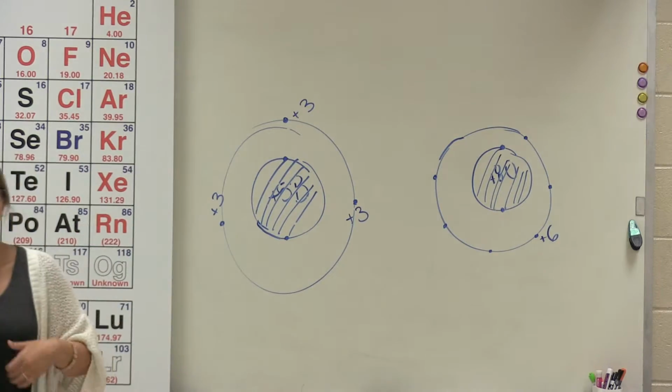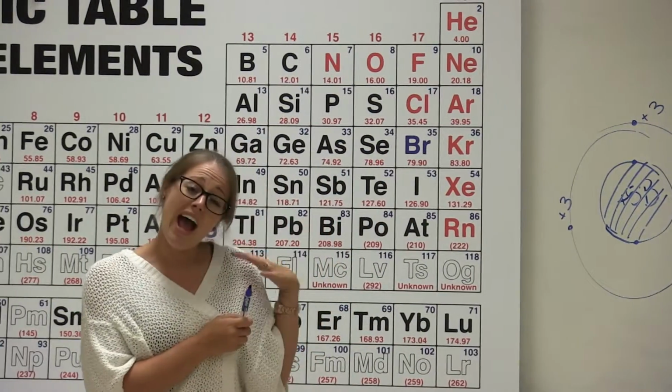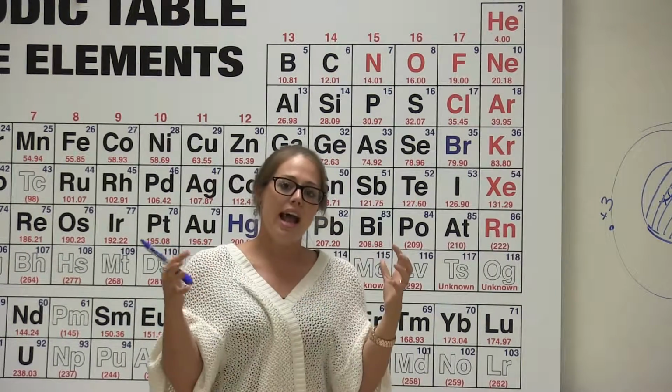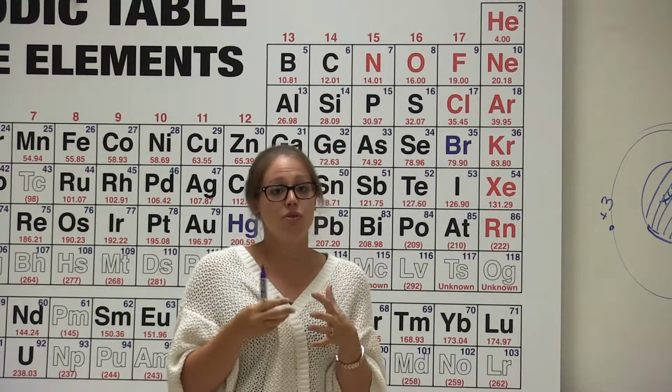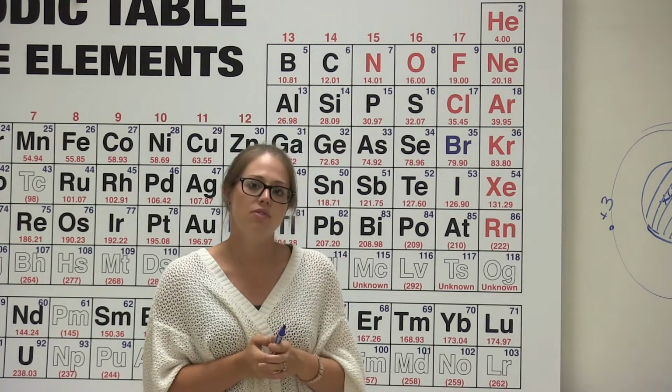So ionization energy is going to depend on the number of electrons we have in our outermost energy level and how they're going to be sucked into the nucleus, whether there's a large effective nuclear charge or a smaller effective nuclear charge.